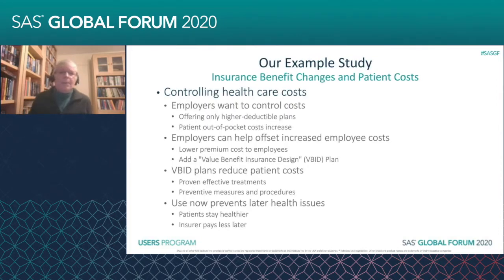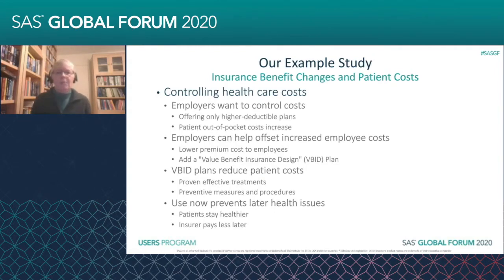So for our example study today, we're going to be talking about insurance benefit changes and patient costs. So we want to control patient healthcare costs. Everybody's been wanting to do that, and employers want to control their costs too. So a lot of employers are moving to offering high deductible plans, which have lower premiums and so cost the employers less. However, when they do this, our patients and their employees increase their out-of-pocket costs.